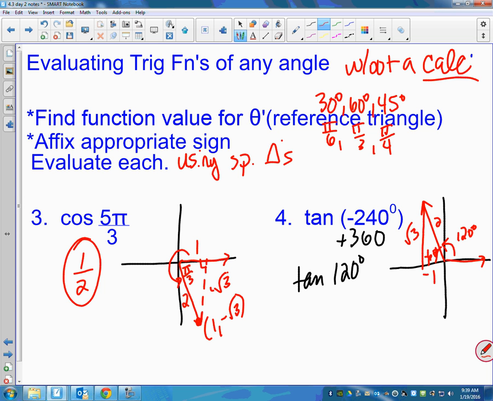So opposite over adjacent would be square root of 3 over negative 1. And we're not going to leave our answer like that, right? We're going to simplify that and say that that's just negative square root of 3. That's a lot of homework today, doing stuff like that.